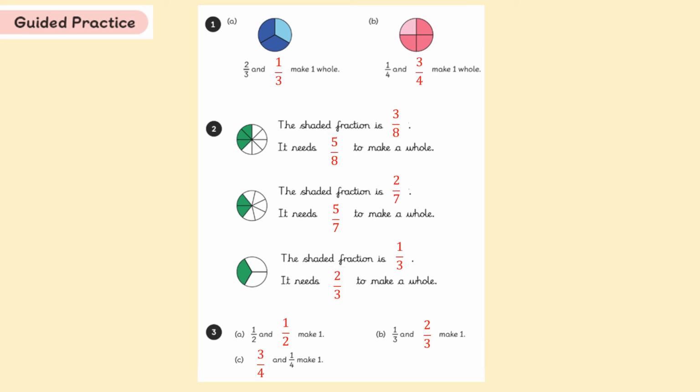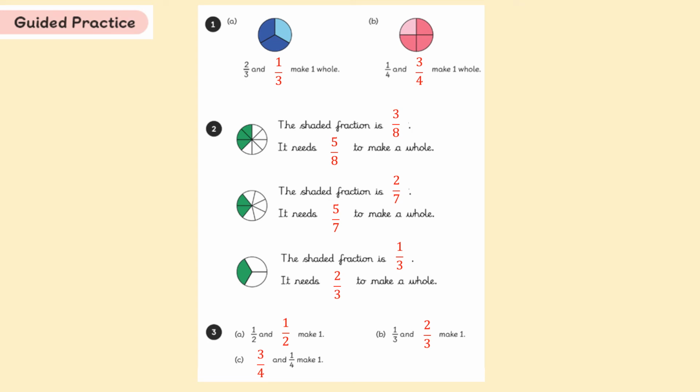Okay, so I hope you found that okay. For question 1A, 2/3 was the dark blue fraction and 1/3 was the light blue. 2/3 and 1/3 make 1 whole. For B, 1/4 was in light pink and 3/4 were in darker pink. They add together to make 1 whole.